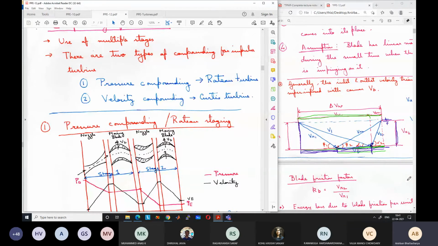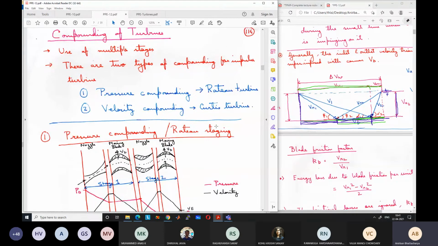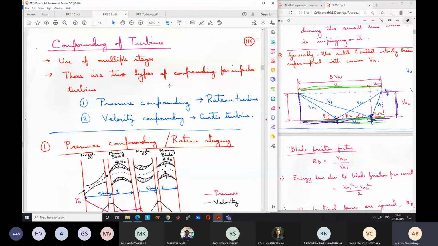So this using of multiple stages is known as compounding of turbines, and there are two ways to compound or use multiple stages for impulse turbines. Till now we are studying impulse turbine only. Remember what is impulse turbine? The change of kinetic energy occurs only in the nozzle, meaning the conversion of enthalpy to kinetic energy. In the moving blades, the kinetic energy is used for work generation. There is no change in pressure, temperature, and enthalpy in the moving blades. That is what we are calling an impulse turbine.